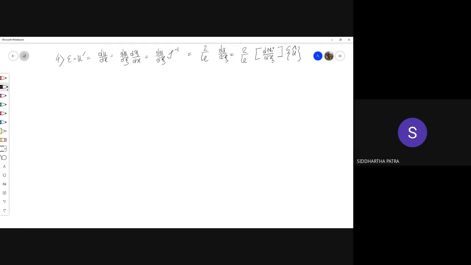Okay. Next thing is you'll try to get the expression for the strain or u prime, which is du dx. Essentially, if you are using the chain rule, du dxi times dxi dx. And this term dxi dx is the inverse of the Jacobian, which means 2 by LE.